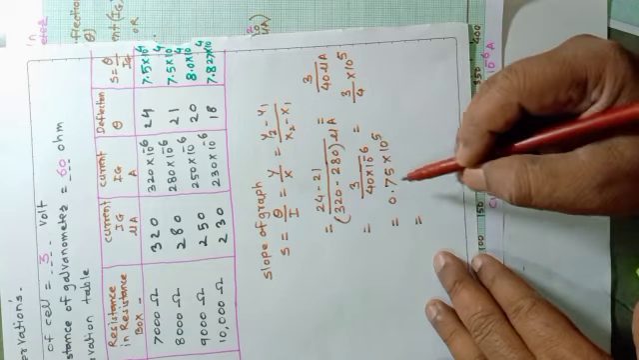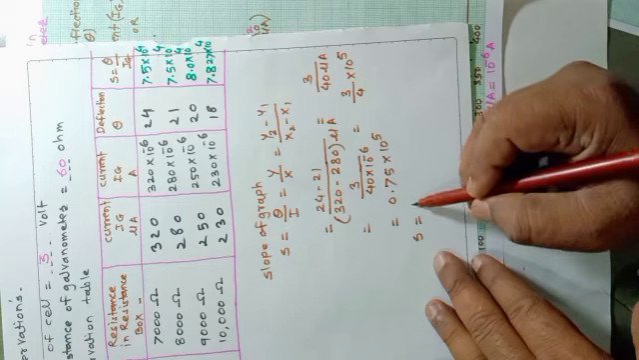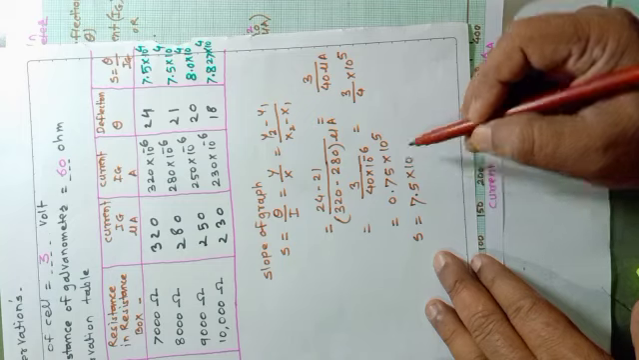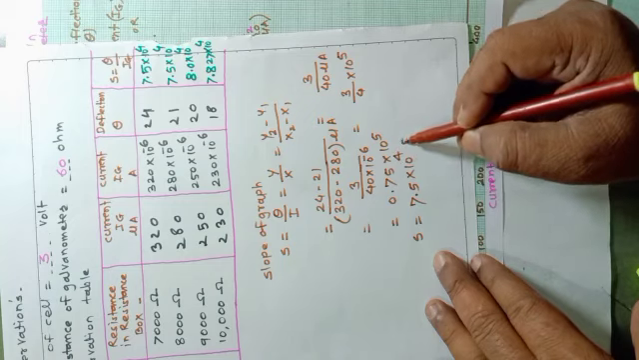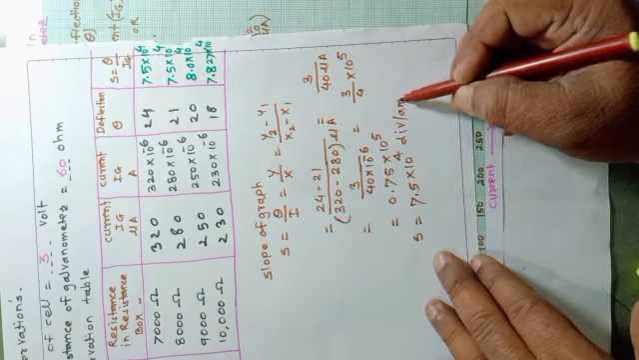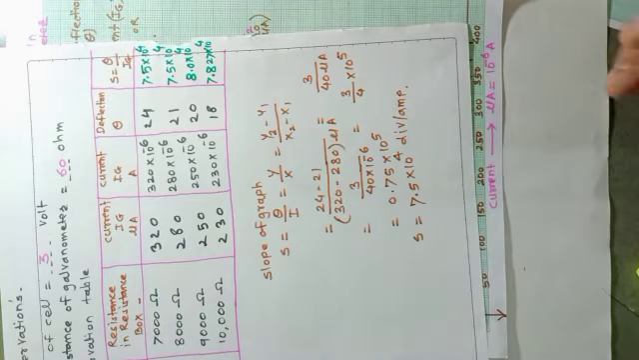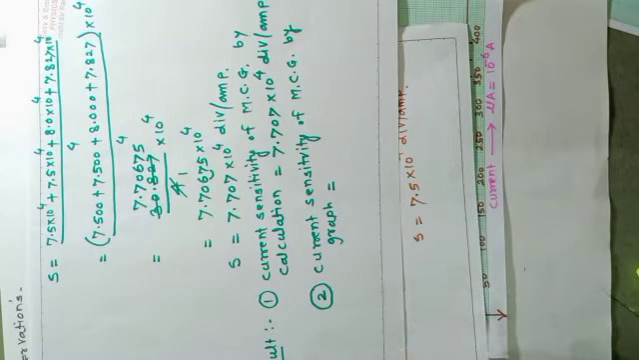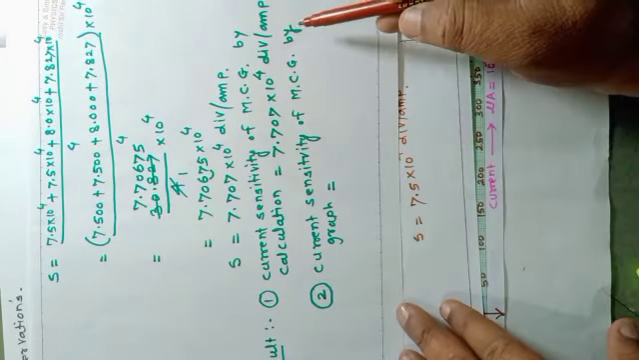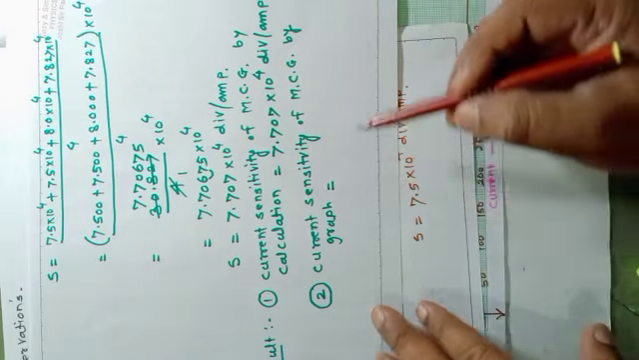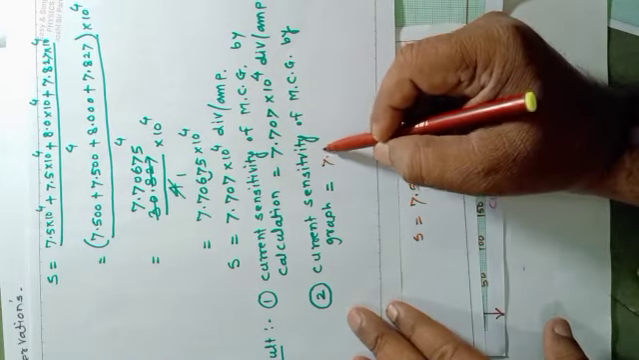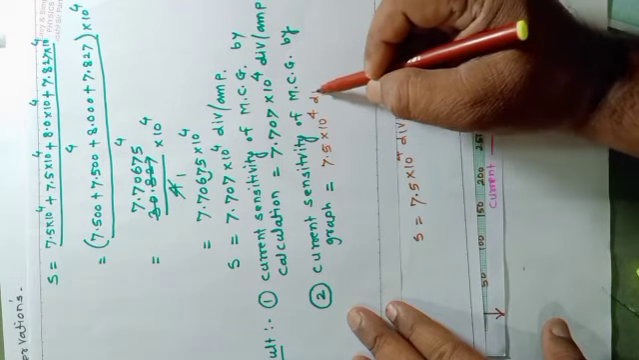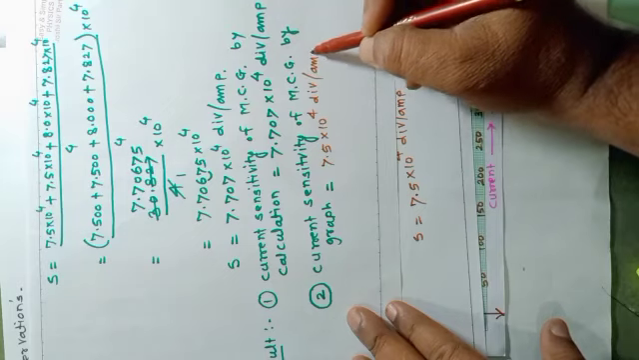So here by shifting the decimal point, the sensitivity of the moving coil galvanometer becomes 7.5 into 10 to the power 4 divisions per ampere. So we can write the result: current sensitivity of moving coil galvanometer by using graph is 7.5 into 10 to the power 4 divisions per ampere.